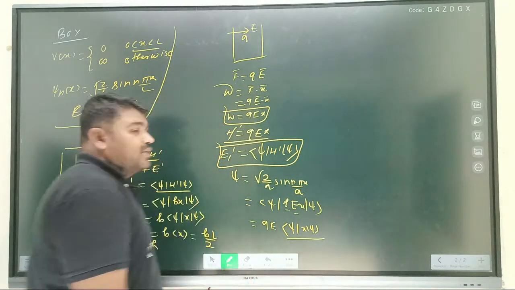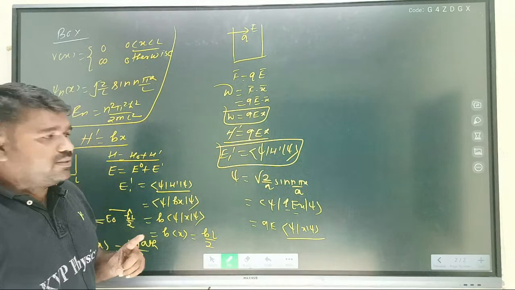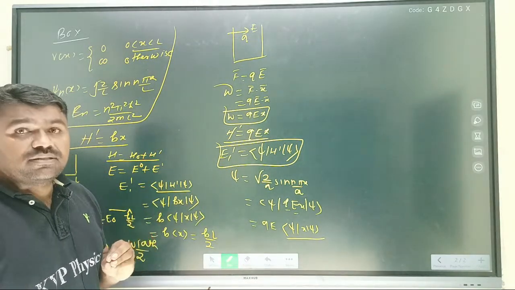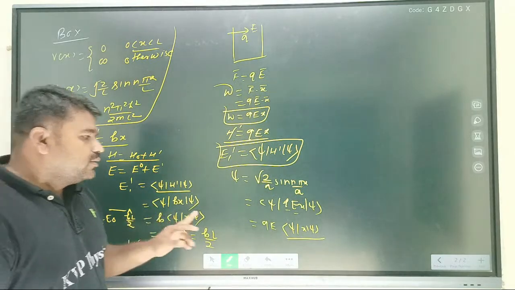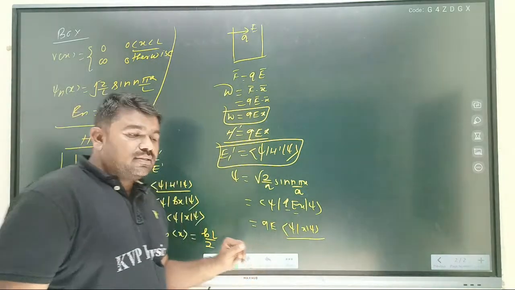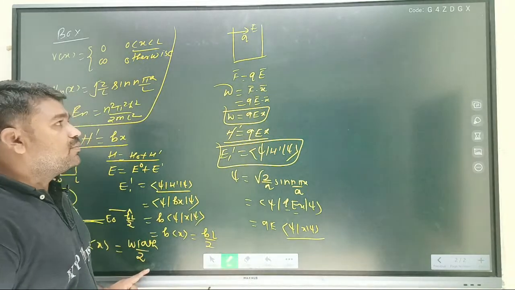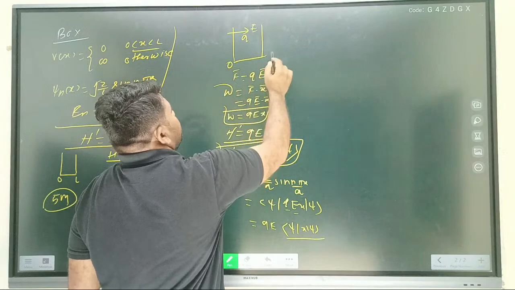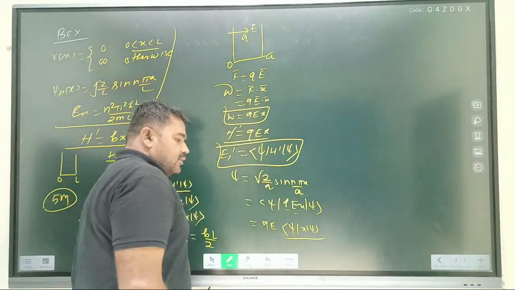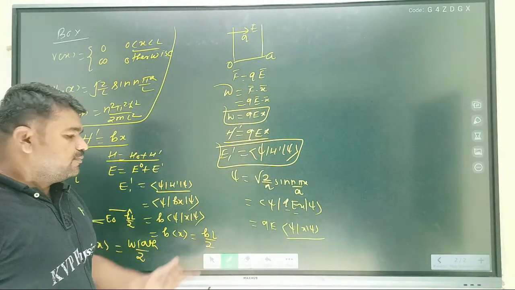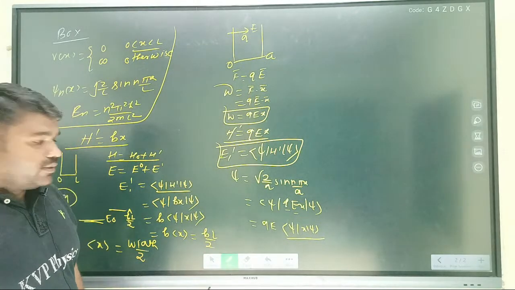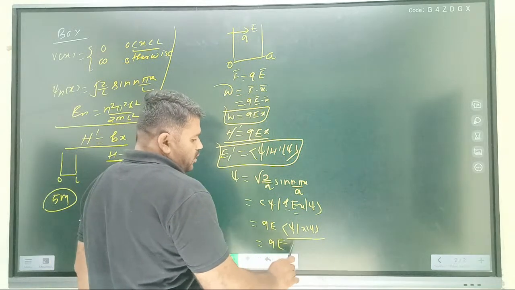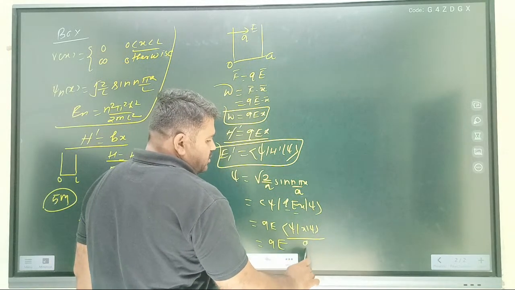What is the system? It is a box. Always go according to the system. Do not memorize the expression directly. According to the system, see what the value of the expectation of x is. The expectation of x is nothing but width upon 2. Suppose here the width is 0 to a. Then what is the expectation of x? Simple, L by 2, which means a by 2. So here it is QE and the expectation of x is a by 2.